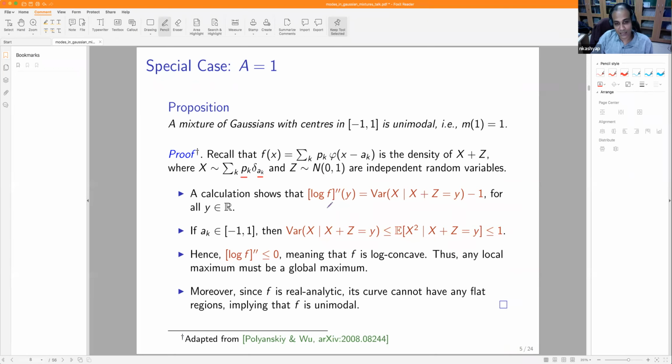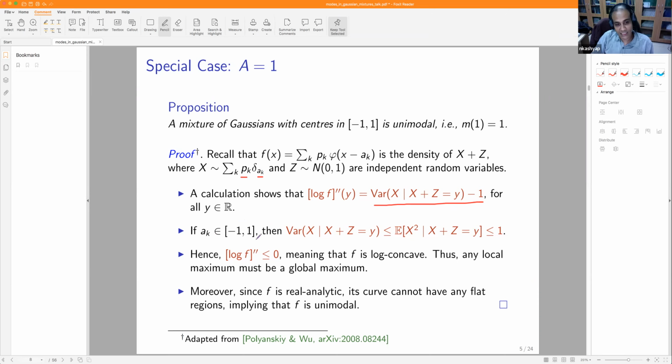And if you actually calculate this, you take the log of the density and take a second derivative, you can show that what it expresses is precisely this quantity. It is the variance of x given x plus z equal to little y, which is the argument of the derivative, minus 1. That's the second derivative of the log of f. And so it just works out like this. It's a calculation. Why does it happen? I can't really say. It just so happens. It's a formula.